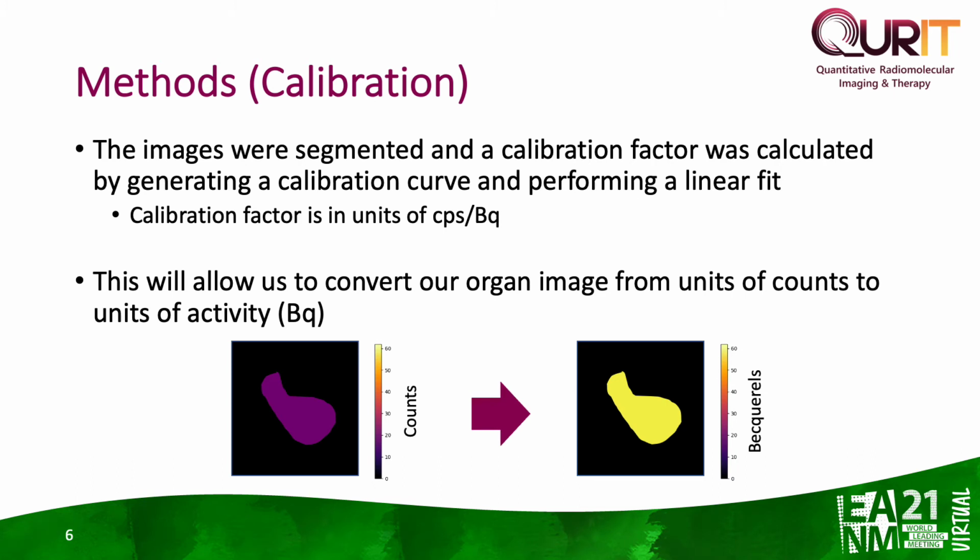All of the images of our dots were segmented, and a calibration factor was determined by generating a calibration curve and performing a linear fit. And this will allow us to obtain a calibration factor in units of counts per second per becquerel. Now, because our iQID image is in units of counts, and we know the scan time of our images, this will allow us to convert our image from units of counts to units of activity, which is becquerels, and therefore obtain an activity distribution map.